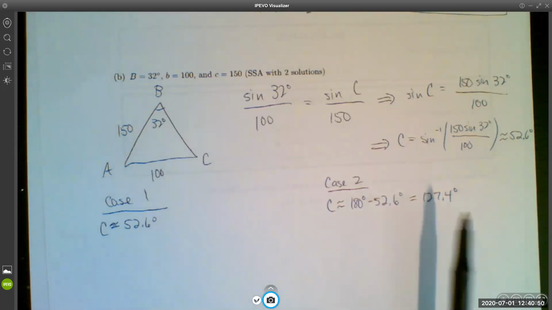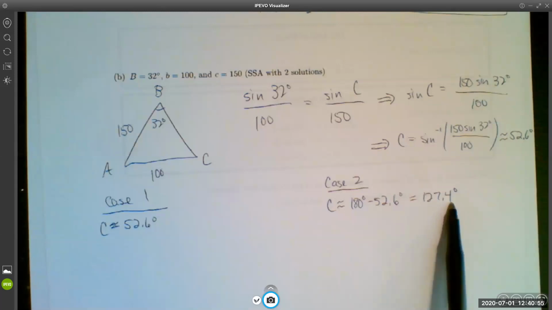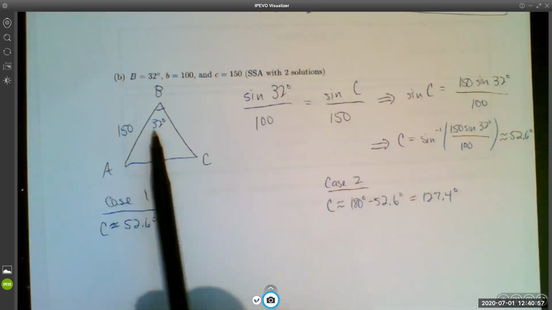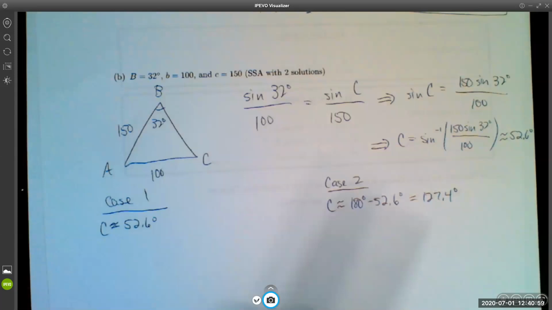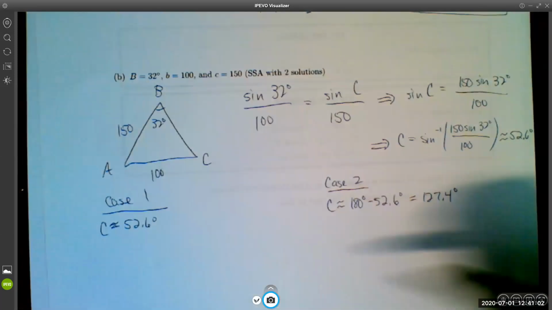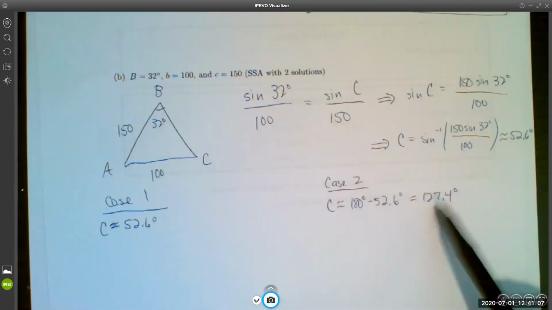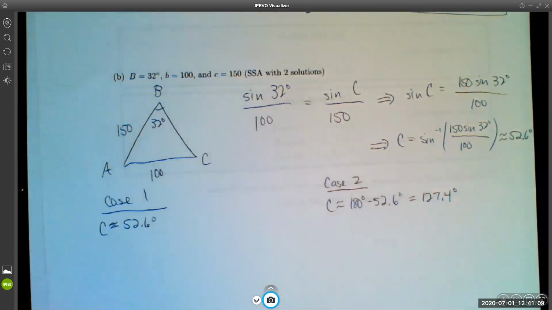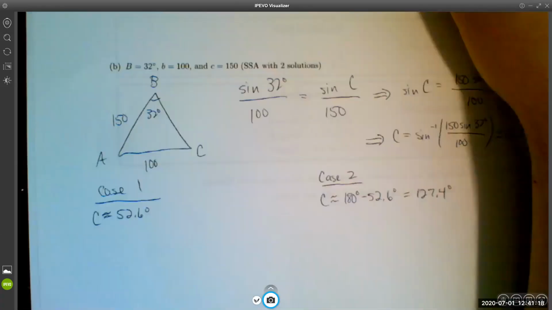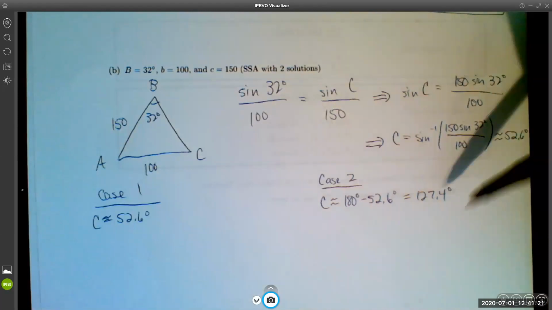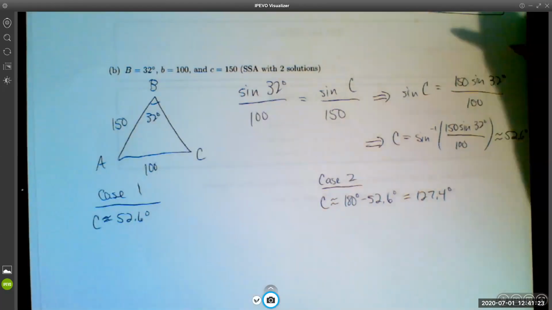And how do we check to see if case two is valid? Well, if we add this angle to the angle that we already know, and we get something more than 180, then we know that case two cannot possibly give us a valid triangle, right? But if we add this to the angle that we already know and we get something less than 180, then case two is a valid case, right? It gives us another valid possibility, okay? In this case, 32 plus 127.4 is going to be less than 180, right?